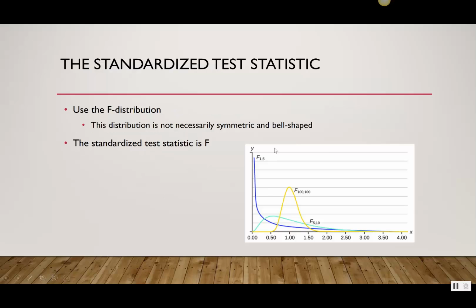Now, I always need a standardized test statistic to find the p-value in these tests. We're used to using t when we're dealing with means, but we're going to be using a different distribution in the ANOVA test, and that's the F distribution. This one's a lot different from the t distribution and the standard normal distribution that we are used to using. They're not necessarily symmetric and bell-shaped. The curve does vary depending on the values in the test.